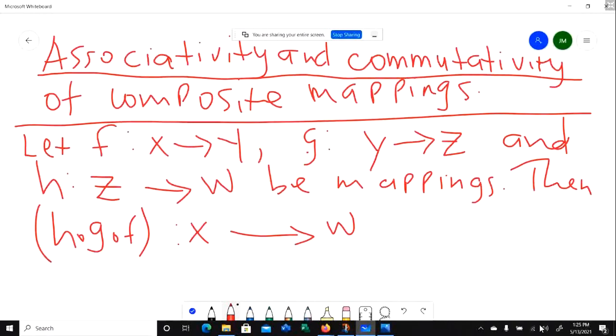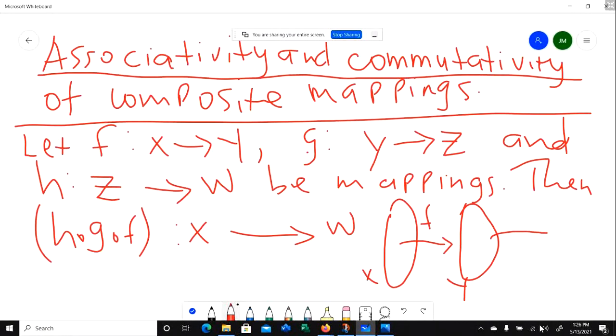Then we can say by the associative law of composite mappings, let me illustrate this situation. Let's say we have the three of them. Before I leave this page, we have the set X, then F maps from X to Y. We have the set Y. This is F. Then G maps from Y to Z.